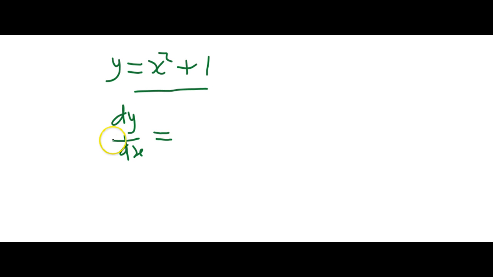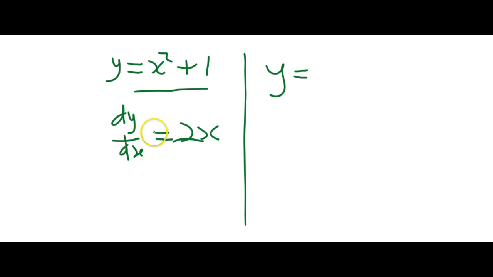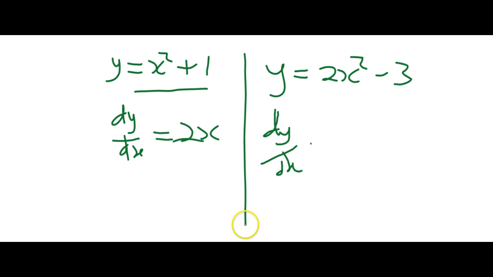With the first principle, we saw that if I give you x squared plus 1 and you want to differentiate using the first principle, it's very simple. You have to go by the first principle formula. And we saw that the derivative dy/dx is equal to 2x. We also saw another example, y equals 2x squared minus 3, and dy/dx gave us 4x.